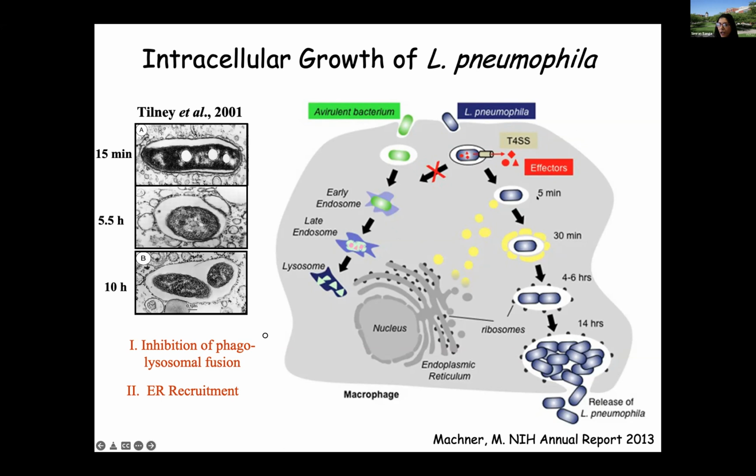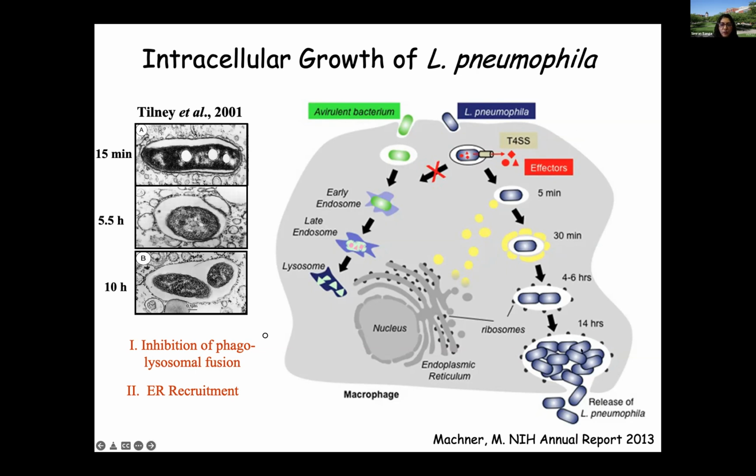And so you can see how they do it. Within 5 minutes, and here are some electron microscope pictures, within 5 minutes or so after they get engulfed, they will attract these secretory vesicles, and then these vesicles will surround them. And in 30 minutes, you can see all these secretory vesicles from the ER and from Golgi, they will surround it. And in another about 2 hours or so, this whole vesicle will form an ER-like structure. And so this is called a Legionella containing vacuole.